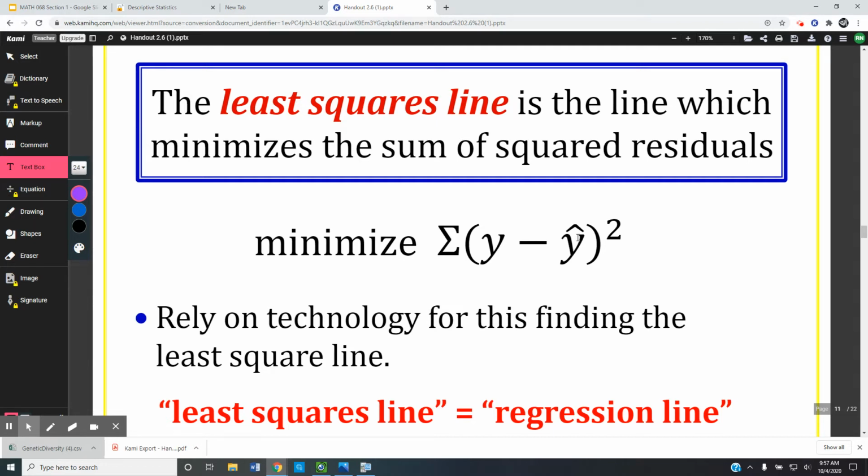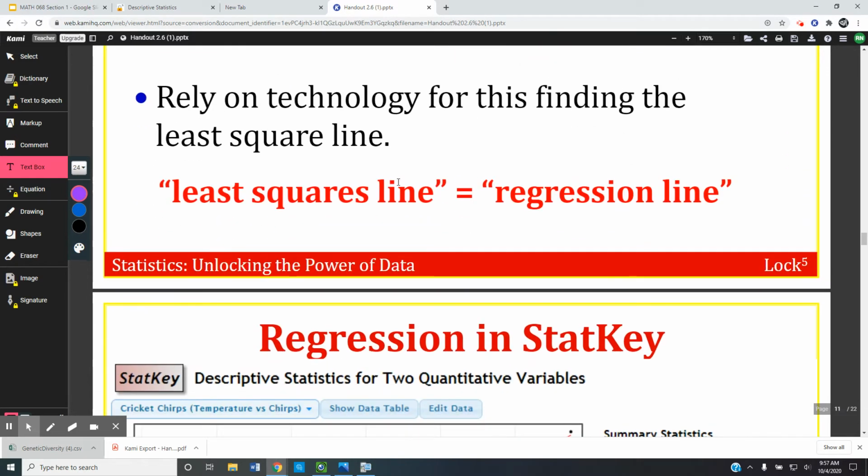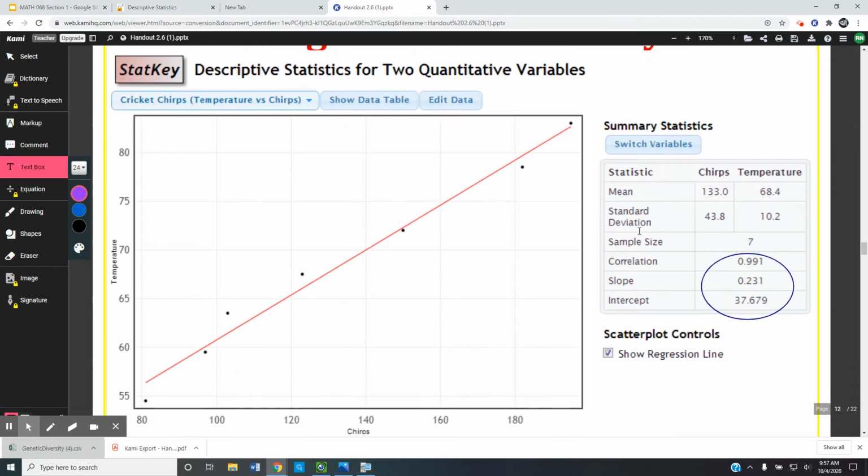So you can imagine if I have a couple of hundred data points, this could be very, very busy, if you will. So we're going to rely upon technology to calculate this value. We're going to calculate a least squares regression line. Now in StatKey, it's as easy as clicking the button and looking at the data set.